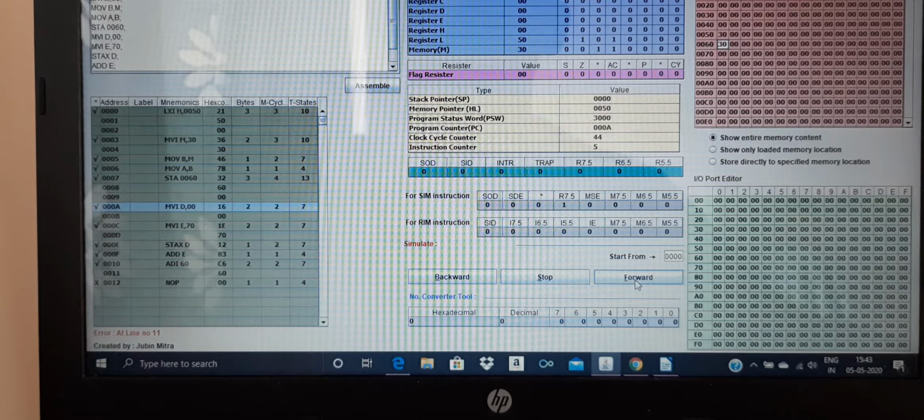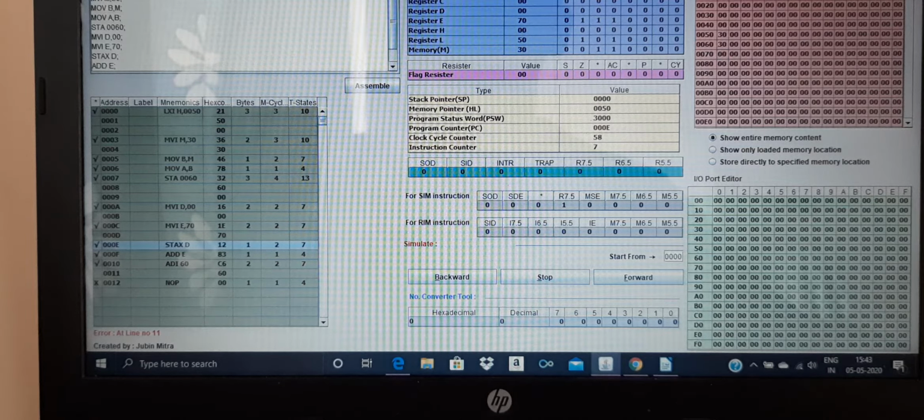MVI D comma 00. The contents of D, which were 00, remained 00. MVI E comma 70. The contents of register E became equal to 70. Next instruction is STAX D, store accumulator as pointed by the extended register pair DE. After execution of this instruction, memory location 0070 will get loaded with the contents of the accumulator, which is 30. Let us see. As expected, the contents of memory location 0070 have become equal to 30, which were nothing but the contents of the accumulator.